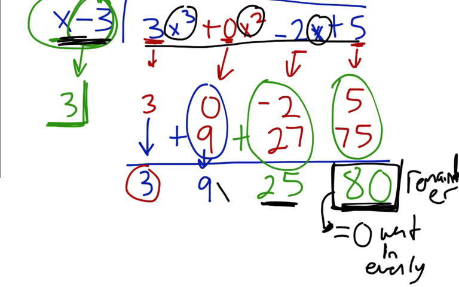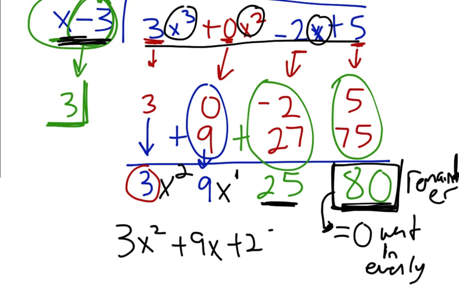Then you put an x to the first power on the next number, and then an x to the second power on the following one. And if there are any more numbers over here, I'd put x to the third, x to the fourth. However many you had, you would just keep putting your x's out in front. So what this means is my final answer is 3x squared plus 9x plus 25.